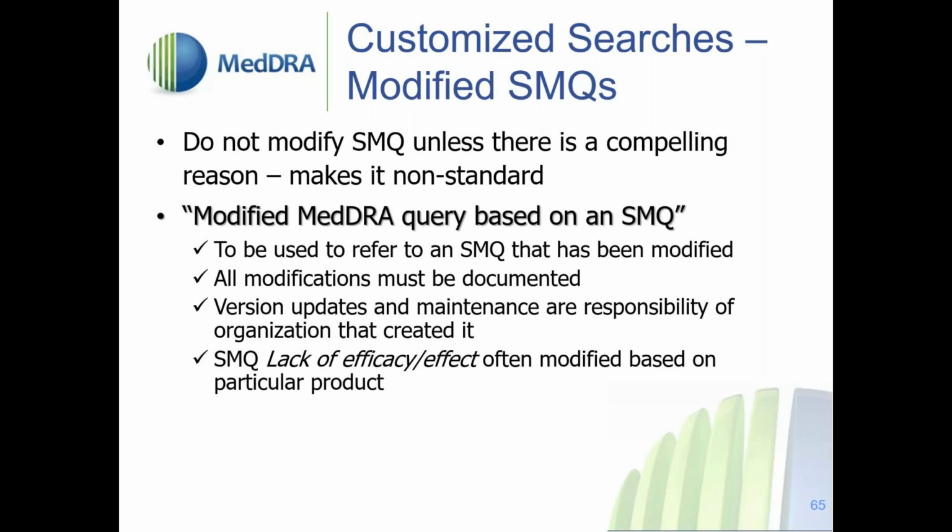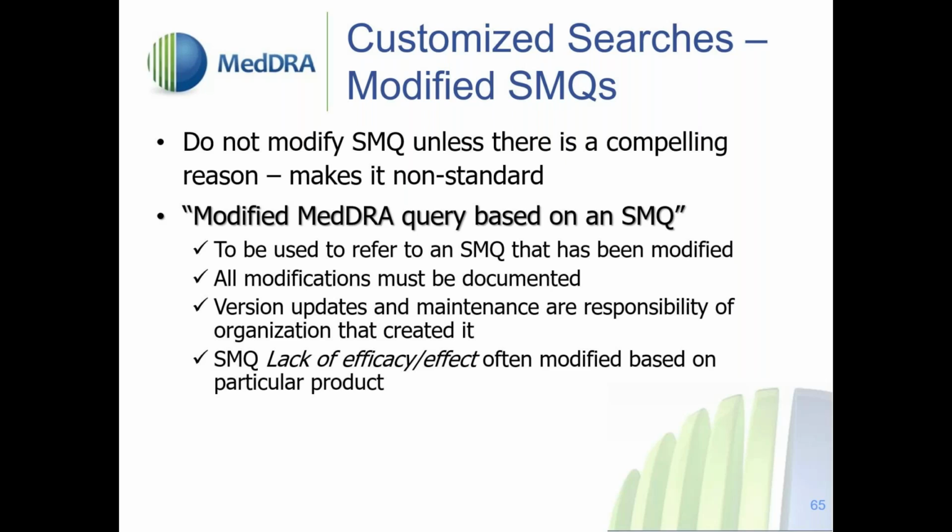And so, for example, you're running an SMQ and one of the PTs in it is always giving you a large number of irrelevant cases, just too much noise. And you found that removing that PT was actually helpful. Well, that could be a compelling reason.